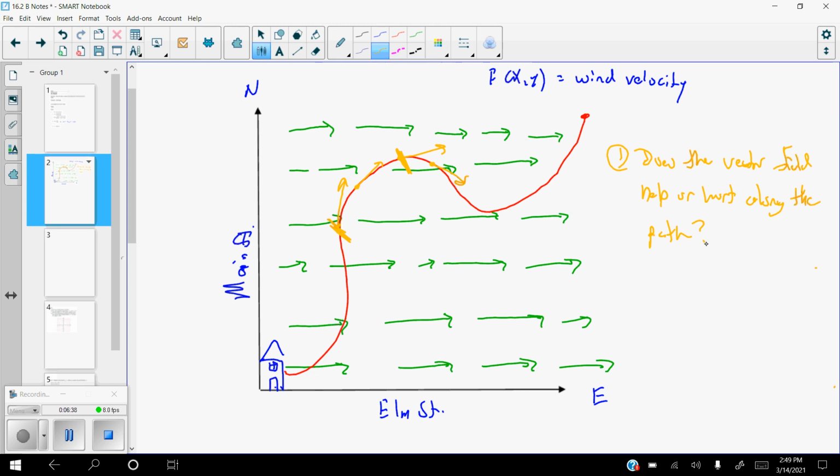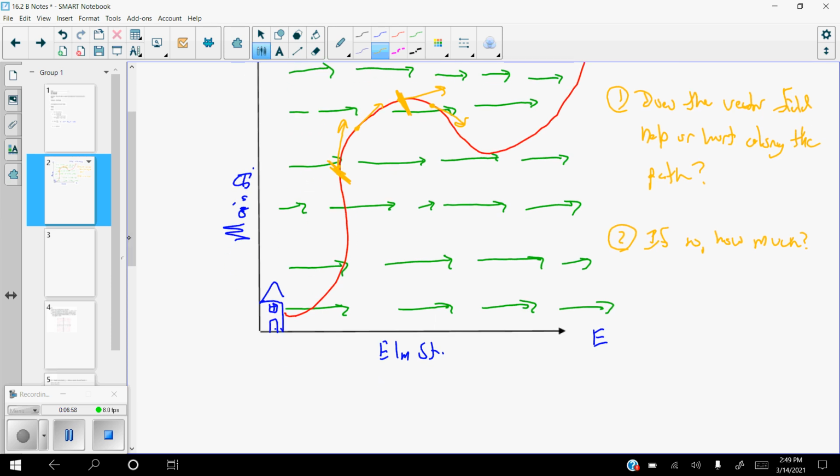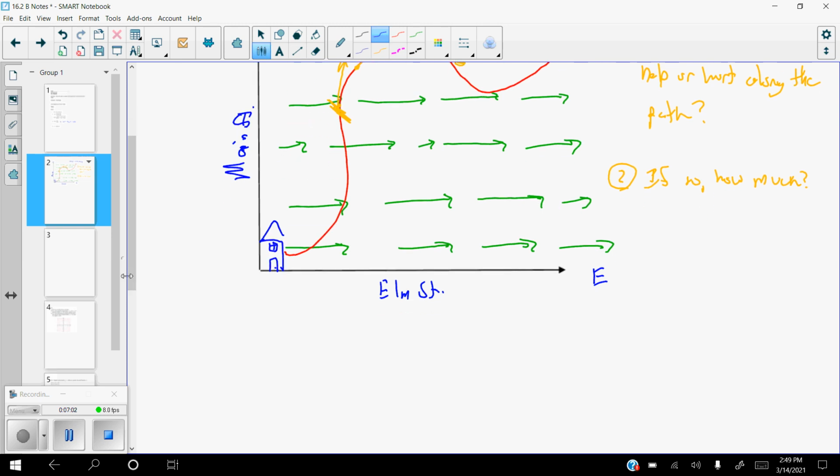And then if it does either help or hurt, so if so, how much? Those are kind of the two questions that we're going to have. So what does that really come down to as far as mathematics and physics is concerned? Well, here's the real question that we're going to ask. Those other two questions are kind of basing it towards this, but here's the real question.